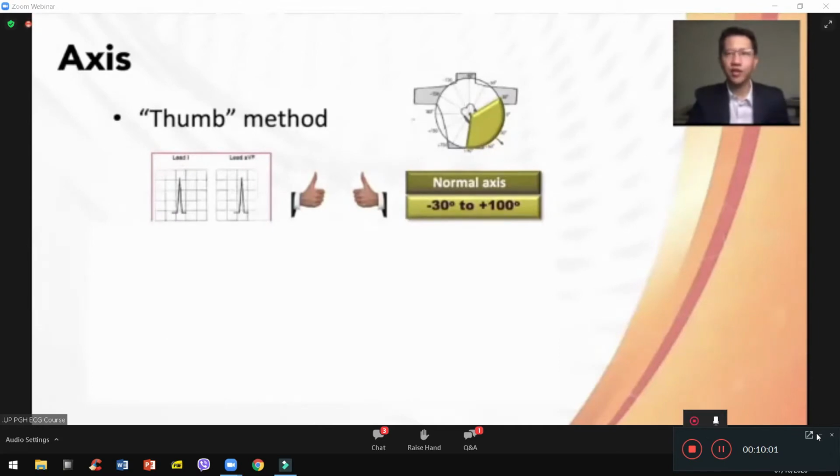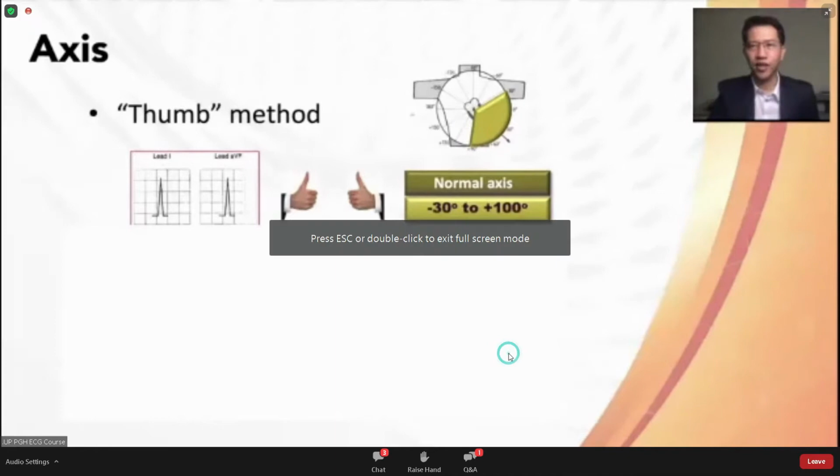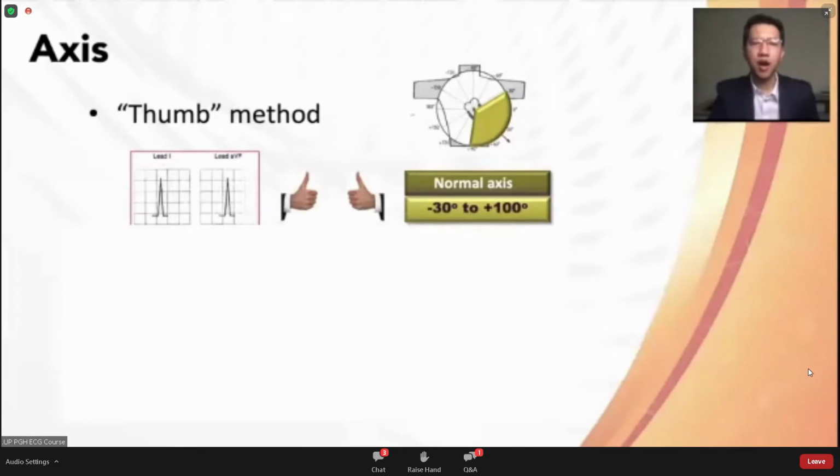The first method is what we call the thumb method. Using your left and your right thumbs, you assign them to leads 1 and AVF. If both thumbs are upright, meaning both inscriptions on leads 1 and AVF are generally positive, you can safely say that the axis is normal, within the range of -30 to 100.